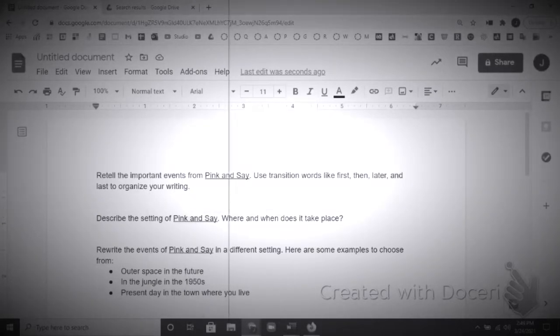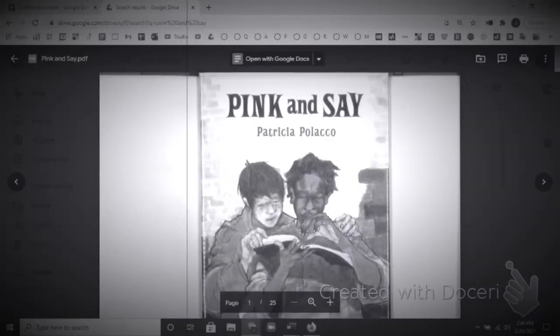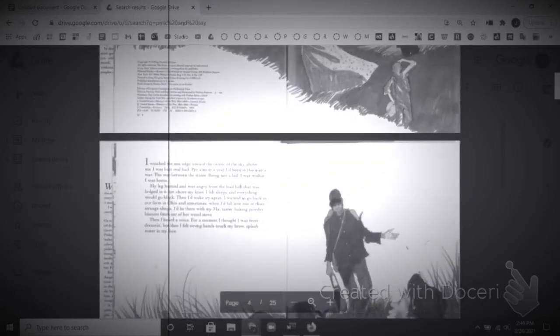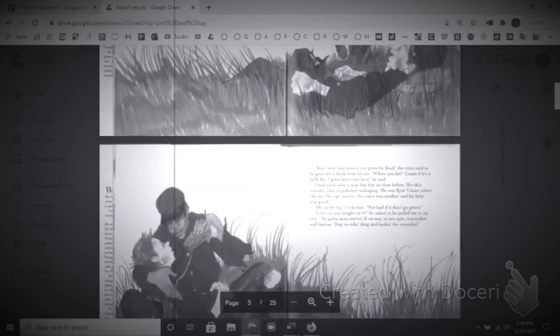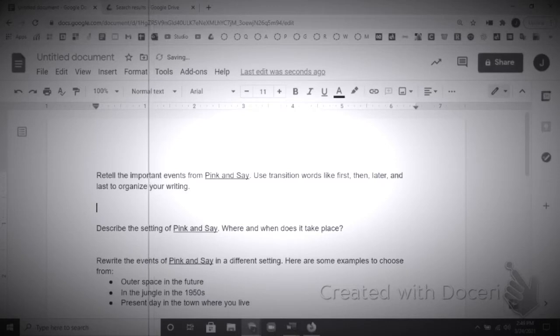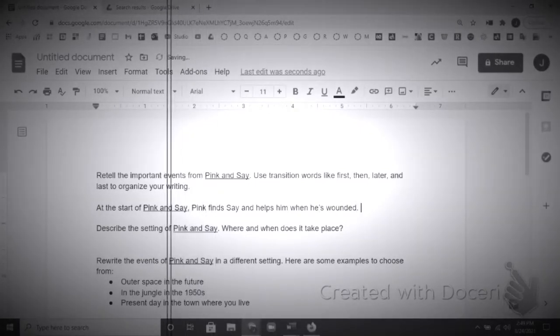We can do that by looking back at the story itself. I have a copy of Pink and Say to look at right here. So I'm going to start looking through the pictures and the text to help me remember what happens at the start of the story. Yes, Pink and Say meet when Pink helps Say when he's injured. So let me go ahead and write about that. At the start of the story, Pink finds Say and helps him when he's wounded.